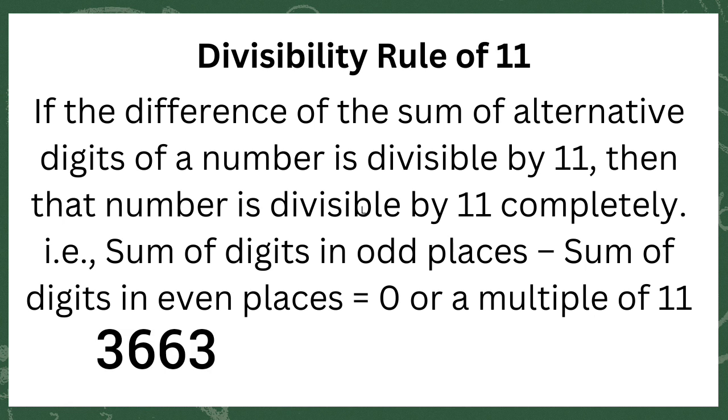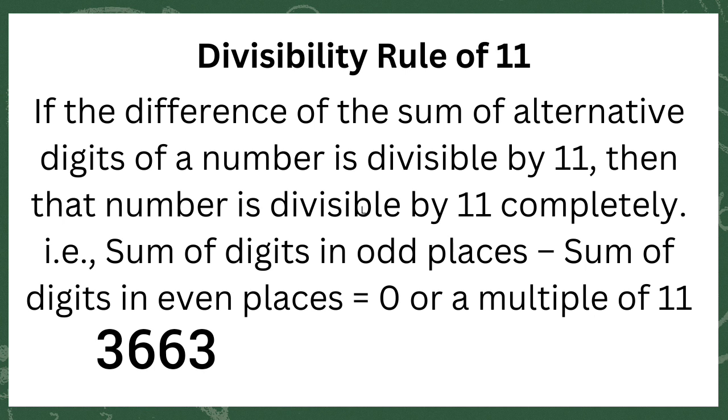Example is 3,663. The numbers in the odd places, that is the first and third position, are 3 and 6. The sum of 3 and 6 is 9. The numbers in the even places, the second and the fourth numbers, are 6 and 3. 6 plus 3 is 9. 9 minus 9 is 0. So, since the difference is 0, it means that 3,663 is divisible by 11.